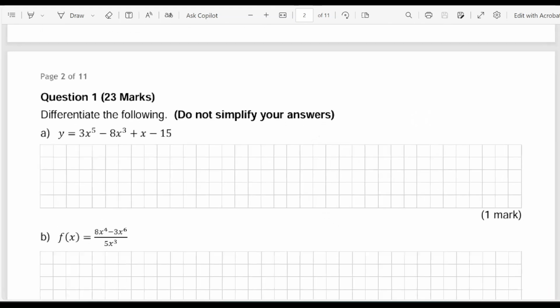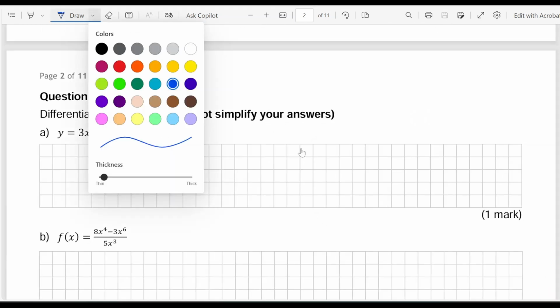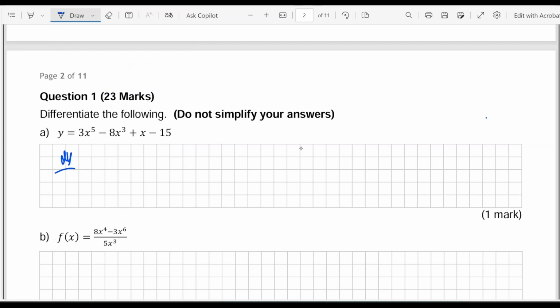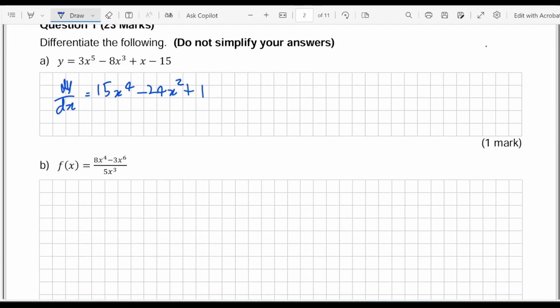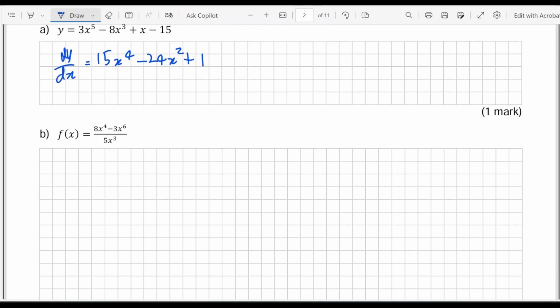All right, first thing to differentiate this. So dy dx, make sure we have the correct notation because it's y. So dy over dx, so that's going to be 3 times 5 out the front, 24x and drop the power by 1, squared, plus, and then the x will become 1 and the 15 goes away. This one here, you can actually rewrite the original function.